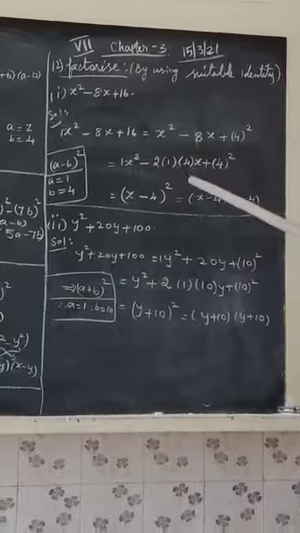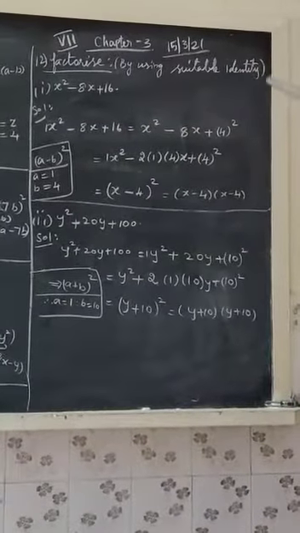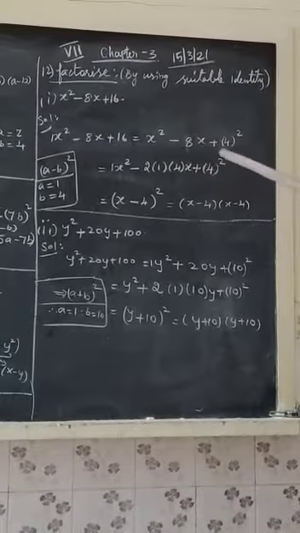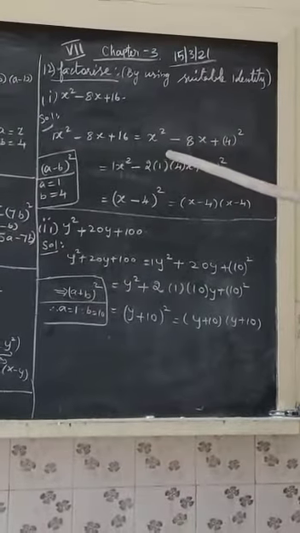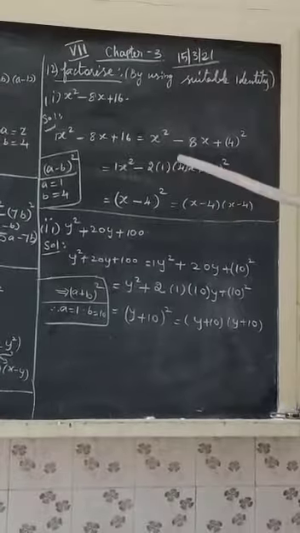x square minus 8x plus 16 is given. You have to rewrite this equation into the a plus b whole square or a minus b whole square form. You have to convert this one. Okay, the middle term has a minus sign, so you use the formula a minus b the whole square.